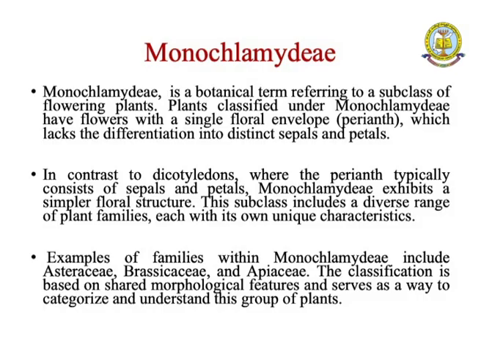Thus, this subclass includes a diverse range of plant families, each with its own unique characteristics. Now you see, generally when we are looking at the Asteraceae family, it is Gamopetalae, meaning the petals are united. Similarly Brassicaceae and Apiaceae. The classification is based on shared morphological features and serves as a way of characterizing and understanding this group of plants.